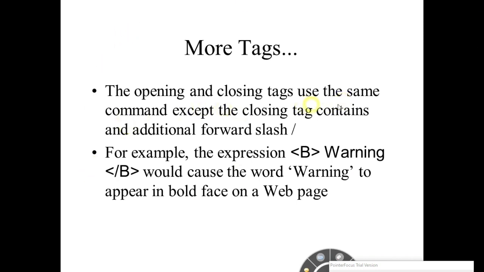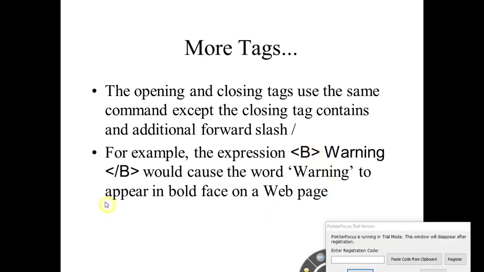The opening and closing tags use the same command, except the closing tag contains an additional forward slash. The closing tag starts with the slash. The opening tag does not start with the slash. For example, the expression <B>. This is one tag in HTML programming. B is the tag, written between two angle brackets. </B> is the closing tag for B. The slash character and B would cause the word "Warning" to appear in boldface on a web page. When you use the B tag, your text will be bold in your websites. So that gave an example of an opening tag and closing tag.